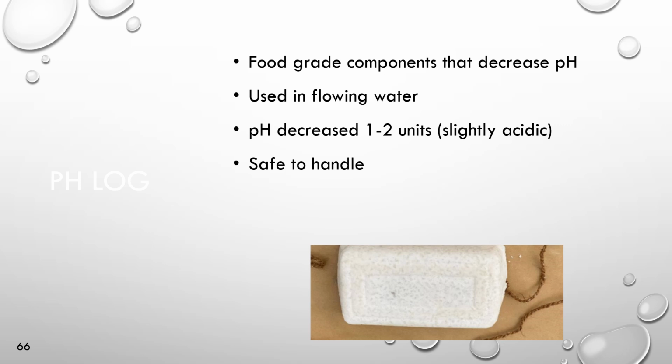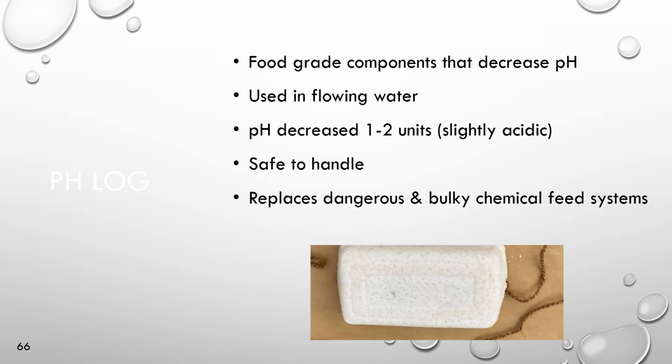Again, we're only trying to make small pH adjustments. So typically, we're not going to take a pH of 12 and drop it to 8. In most cases with this technology, we're usually looking to drop it 1 to 2 units because we're using very weak food grade, safe to handle acids. And the reason for this is that we're replacing some of those more dangerous and bulky strong acid chemical feed systems. So for example, there was a mining site up here in the Upper Peninsula of Michigan.